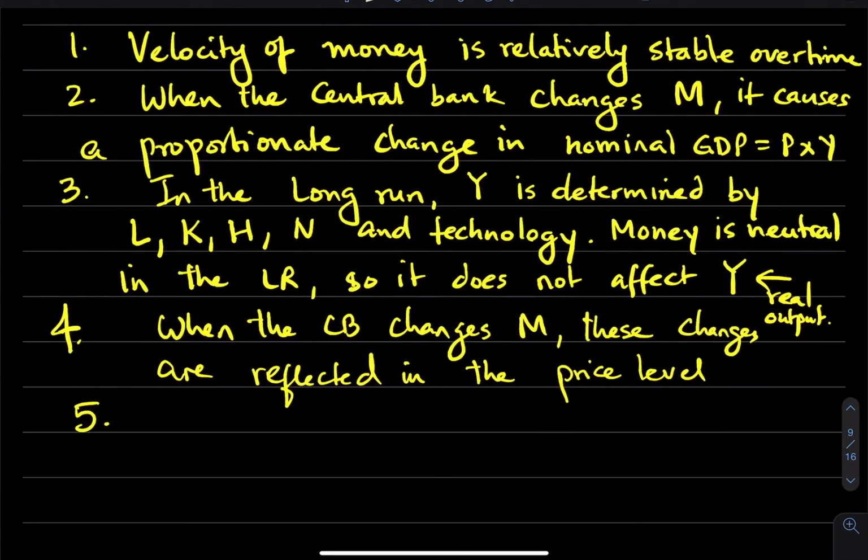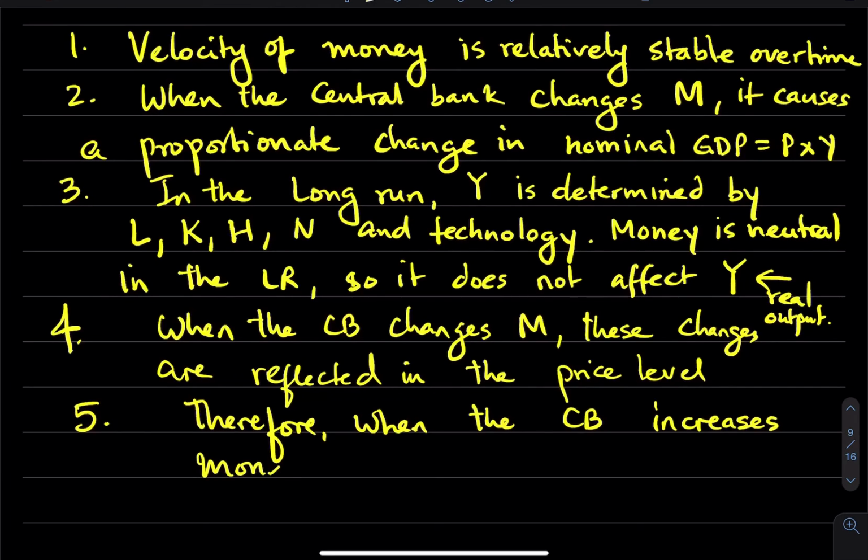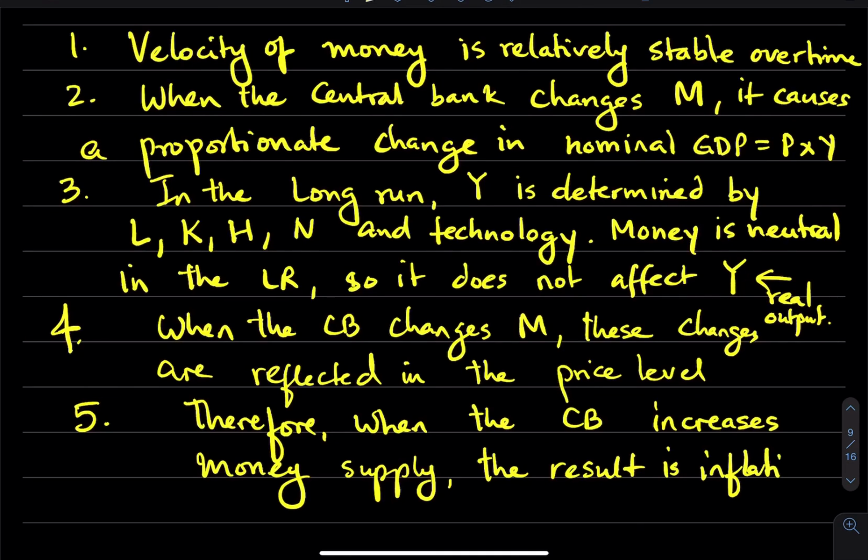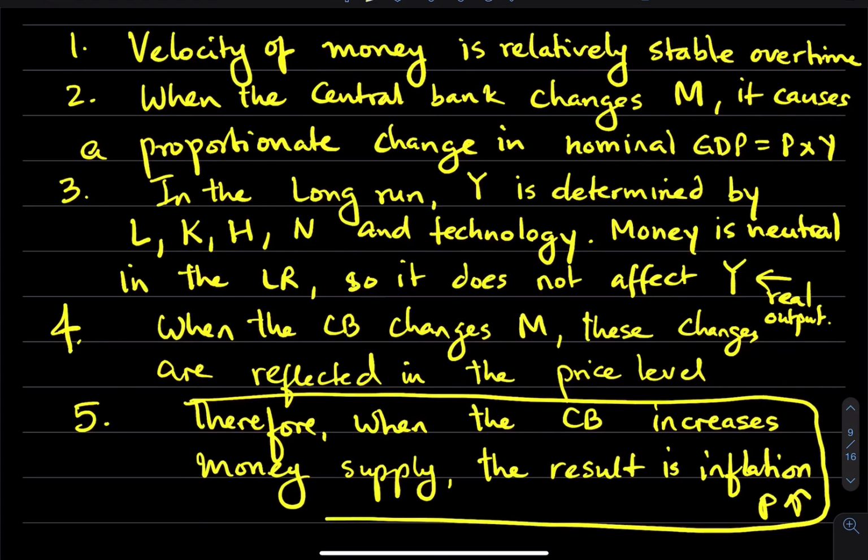Therefore, when the central bank increases money supply, the result is inflation. And this last result, inflation or an increase in P, is the same result you had when we were considering the money demand, money supply graph.